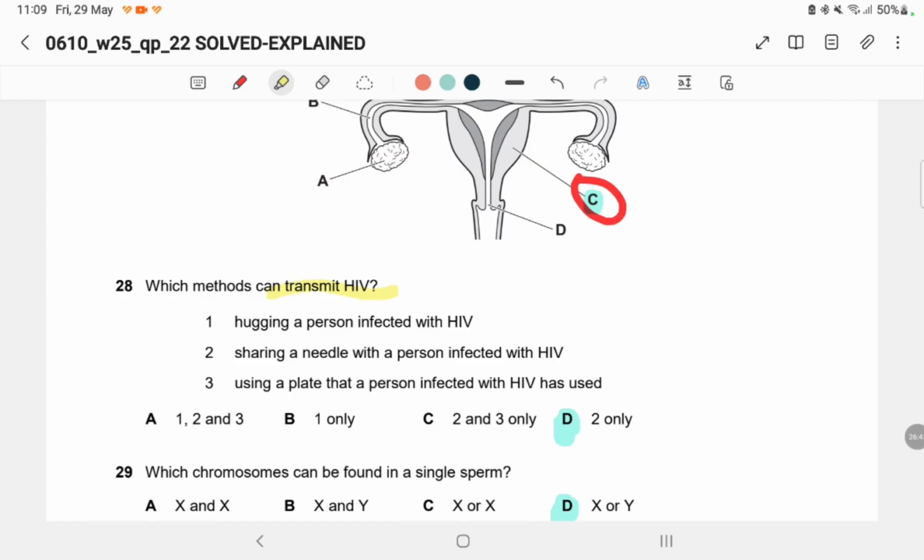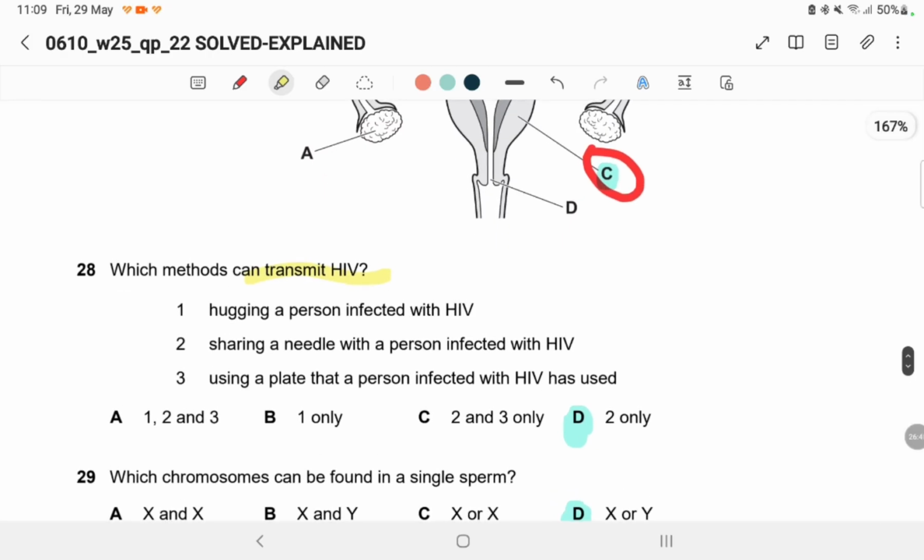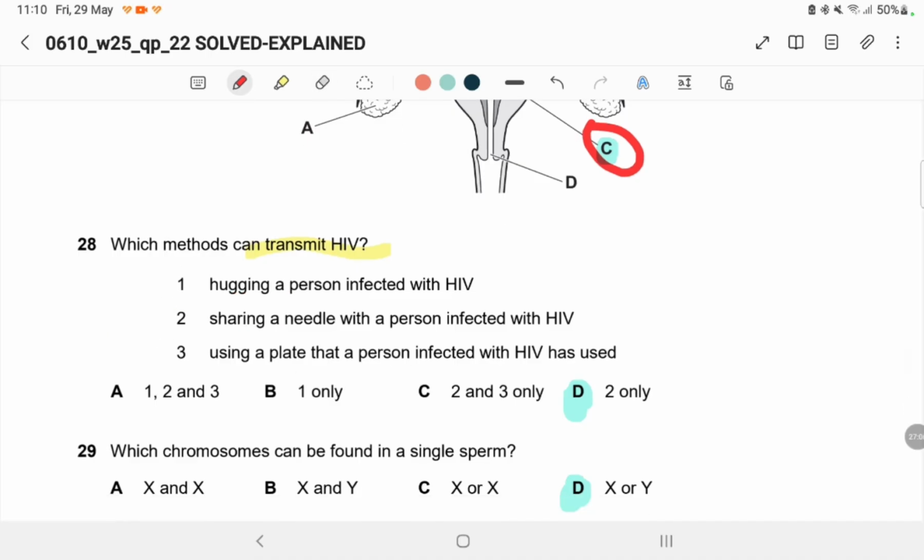Which method can transmit HIV? Of course, it's sharing a needle with a person infected with HIV, because hugging a person infected with HIV is not transmissible. If you hug a person with HIV, you will not be infected at all. It's only transmissible through your blood, or through contact during sexual intercourse, which are the only ways you can have HIV. Others, you will not have HIV at all. So basically, the answer here will be letter D.